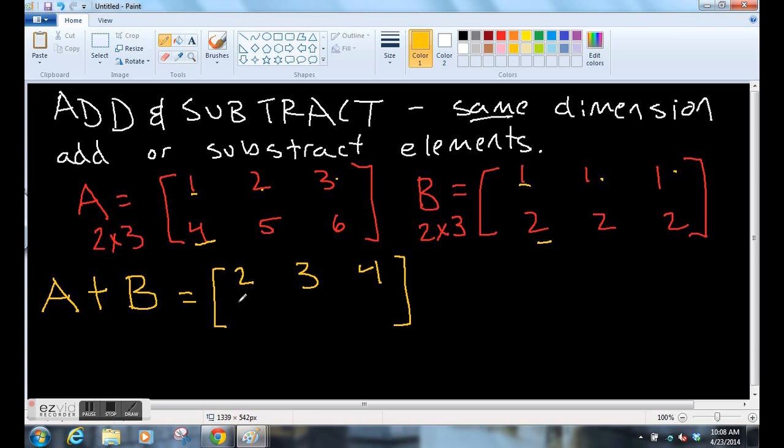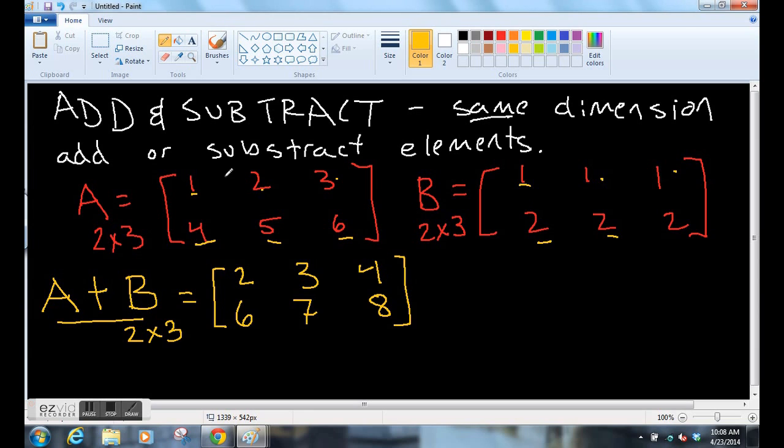4 plus 2 is 6. 5 plus 2 is 7. Go to this last place. 6 plus 2 is 8. So it looks like that. And you'll notice the A plus B matrix is still 2 by 3, because it's 2 rows by 3 columns.